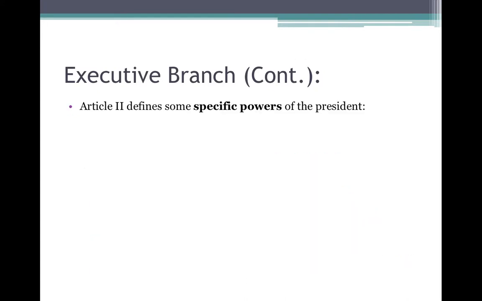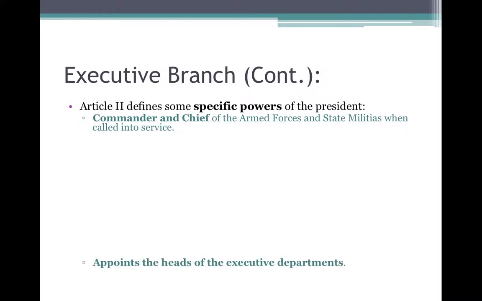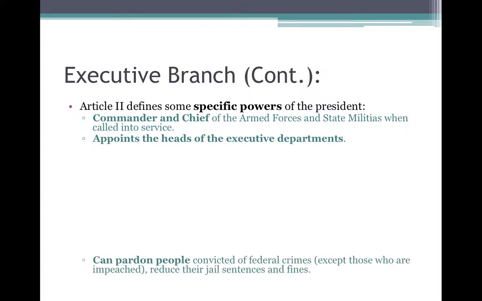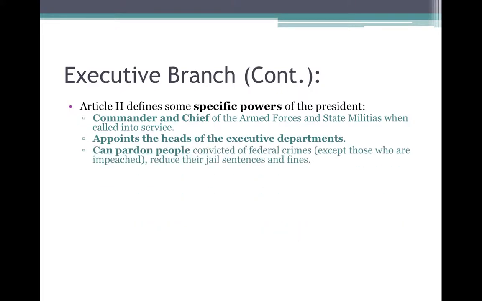Article 2 defines some of the specific powers of the President. The President is the Commander-in-Chief of the Armed Forces and state militias when called into service. The President appoints the heads of the executive departments. The President can pardon people convicted of federal crimes, except those who are impeached, or reduce their jail sentences or fines.